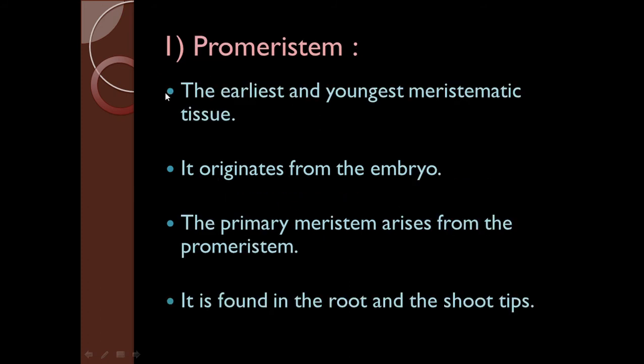First, promeristem. The earliest and youngest meristematic tissue is known as promeristem, or the baby meristem. It originates from the embryo. The primary meristem arises from the promeristem. It is found in the root and the shoot tips.